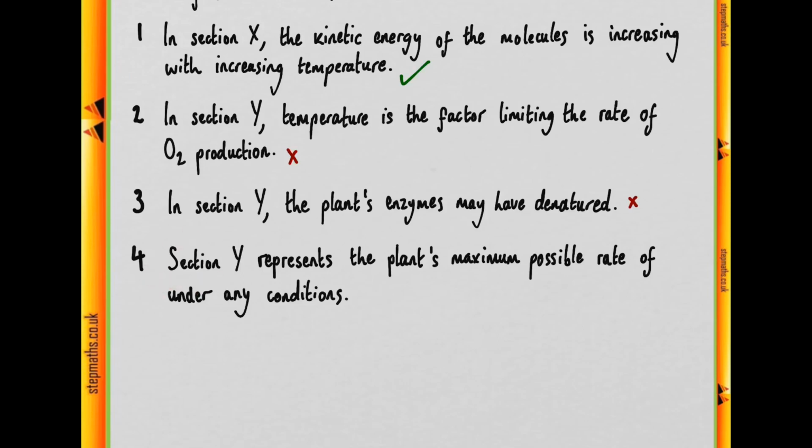And finally, we're told that section Y represents the plant's maximum possible rate under any conditions. So the maximum possible rate of oxygen release under any conditions. So the operative word is under any conditions.